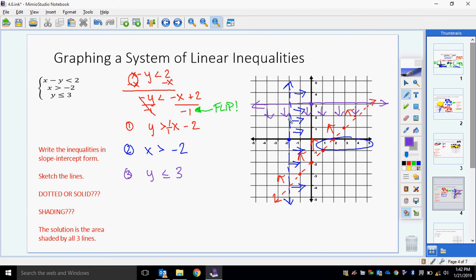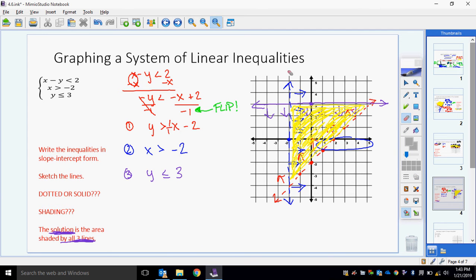Now remember, after we have an idea of where we want to shade all three of them, we need to graph the solution. So we don't want any extra shading. We just want the area shaded by all three lines. So where is that overlap? Where is below the purple, to the right of the blue, and above the red? Well, that's going to be in this triangle. Below the purple, above the red, and right of the blue. This is my solution. This is the area shaded by all three.